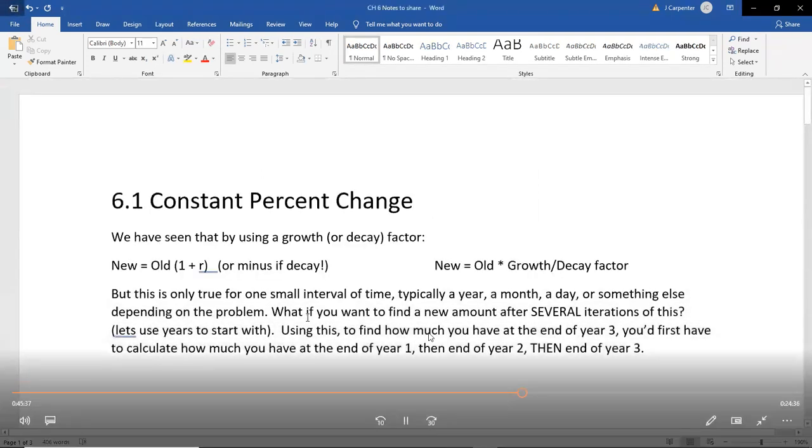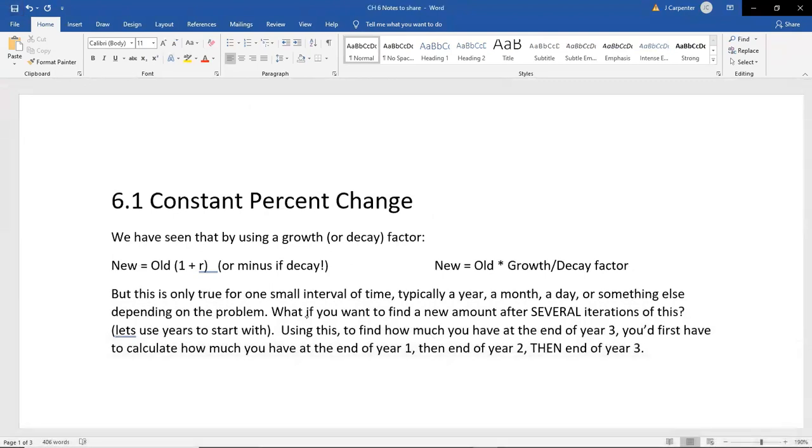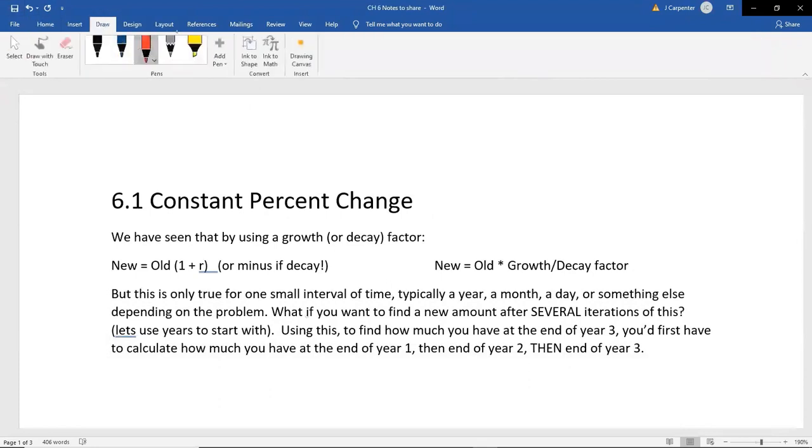Constant percent change. And there is another name for this, and its other name is exponential growth or decay.